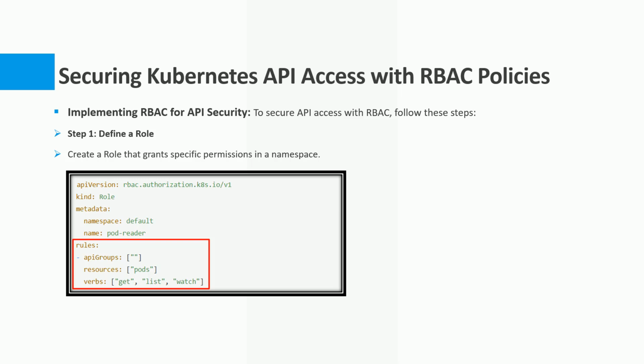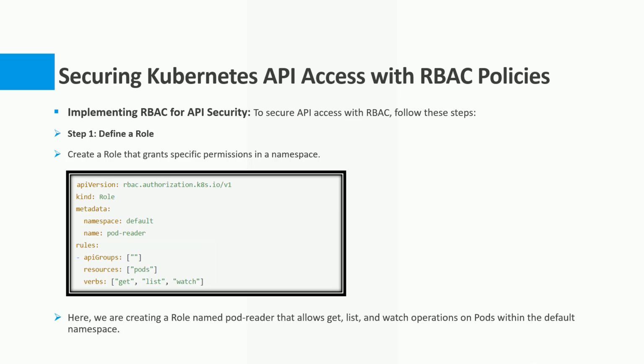Now the next is verbs. Verbs define the permissions, like what permission you want to give. Here we have mentioned get, list and watch. Get allows retrieving a single pod's details. List means listing all pods in the namespace. Watch means allowing monitoring of pod changes in real time.